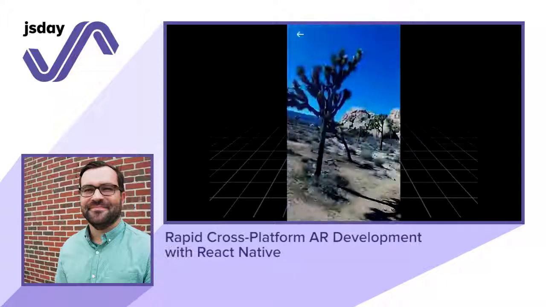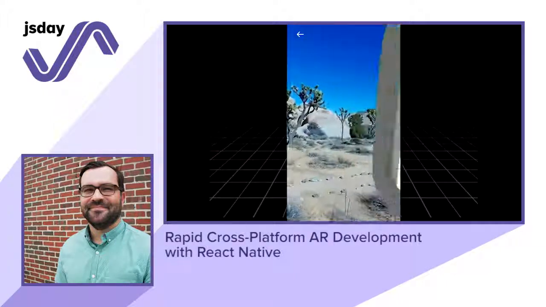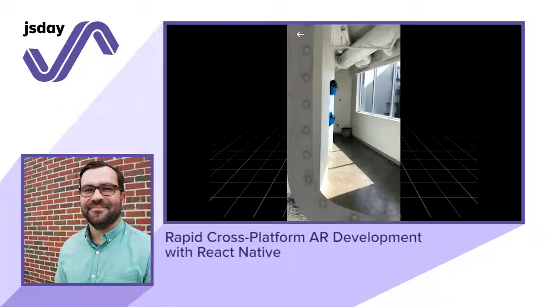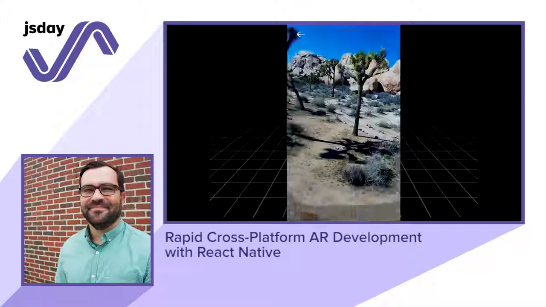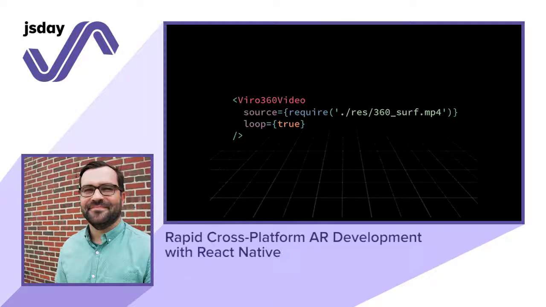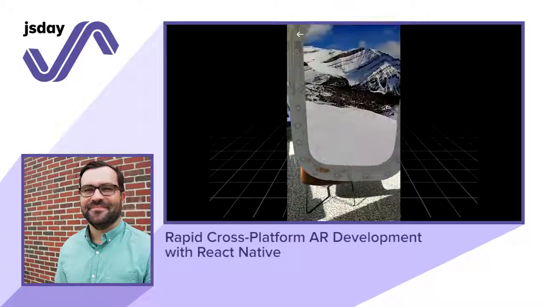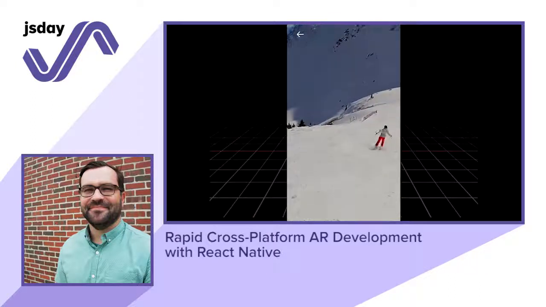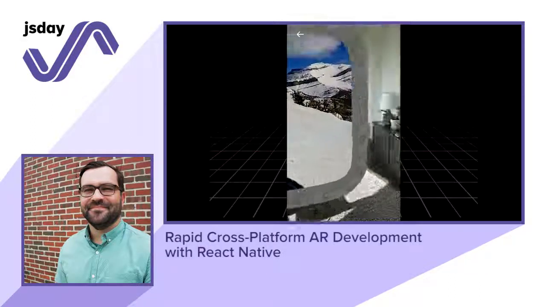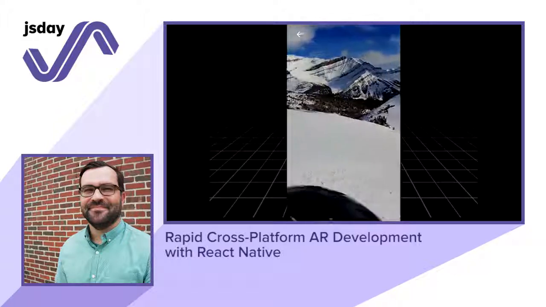So this is actually, I took this with a 360 camera in Joshua Tree National Park in California. So yeah, just a 360 camera on my own. We can also use a 360 video. So simply just by changing out that component for a 360 video component, I upload a 360 video as the source, and then now we have something like this. So this is from a ski trip we took, but see, it's a video that I can look around, the video's playing, and then I'm still able to kind of walk around and go back through the portal.